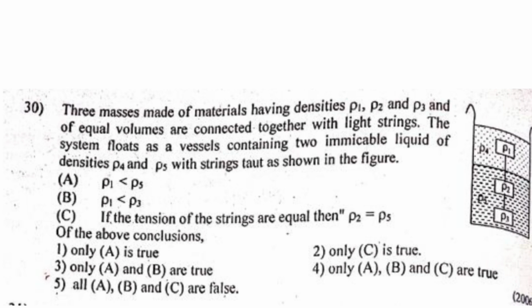Three masses made of materials having densities ρ1, ρ2 and ρ3 of equal volume are connected together with strings, the system floating in vessels containing two immiscible liquids of densities ρ4 and ρ5 with strings as shown in the figure. We have to consider the correct statements.